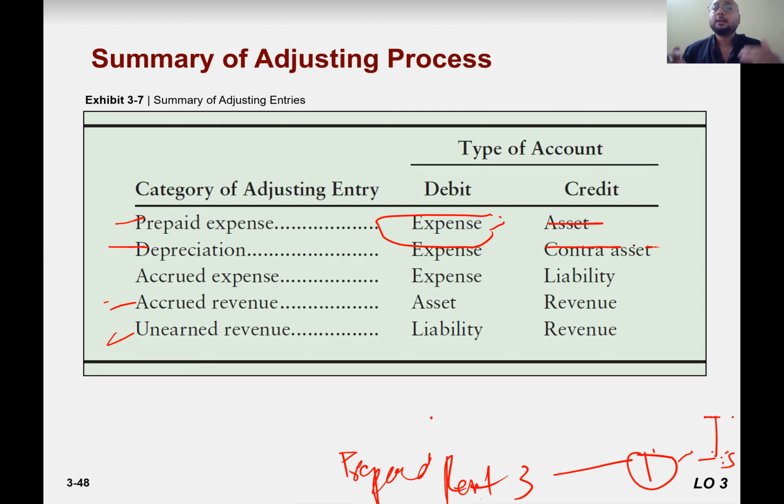So if an asset increases, we make it a debit, but if accumulated depreciation increases, we make it a credit, because this is the opposite of the asset account, right? Similarly, accrued expenses, what does it mean? Accrued expenses means expenses occurred but not paid.